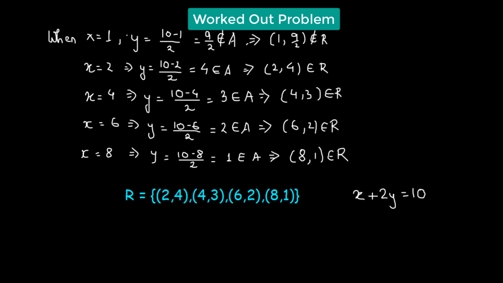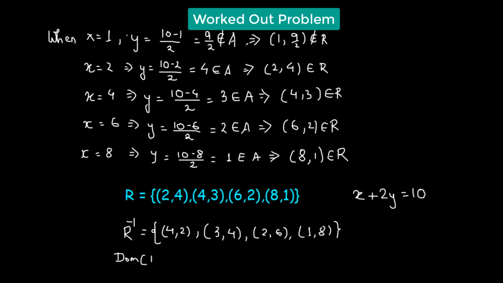Now we have to find the value of R inverse, the ordered pairs that comprise the inverse relation. So that will be simply, we'll take the first ordered pair, which is (2, 4), and we're going to flip the values. So that will be (4, 2). The second one will become (3, 4). The third one will become (2, 6). And likewise, the fourth one will be (1, 8). So this is the list of the ordered pairs that can be found in the inverse relation of R.